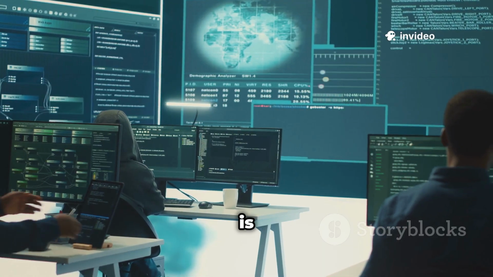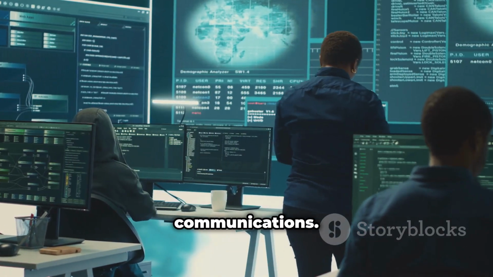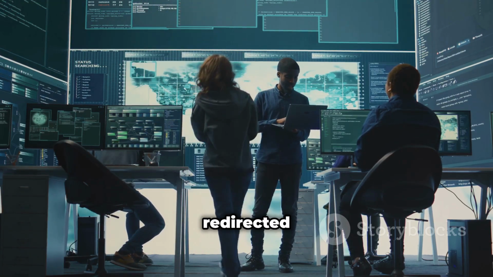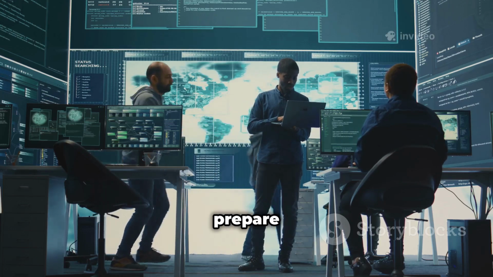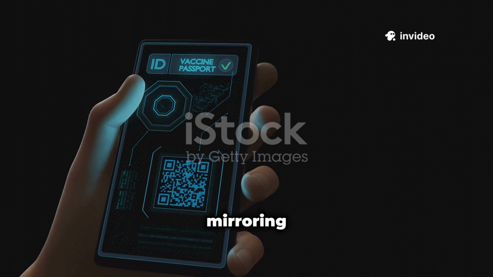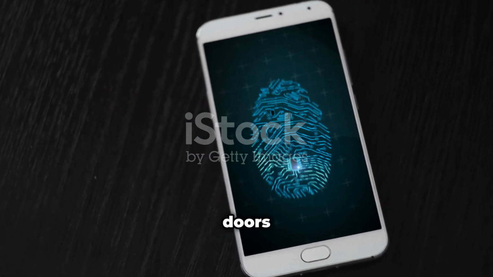This methodology is used by high-level security firms to test the integrity of corporate communications. By seeing how easy it is to initiate a restore via a redirected number, companies can better prepare their defenses. We have covered a lot of ground on the theory of network mirroring and session hijacking. Remember, the key to staying safe is knowing how the doors can be opened.